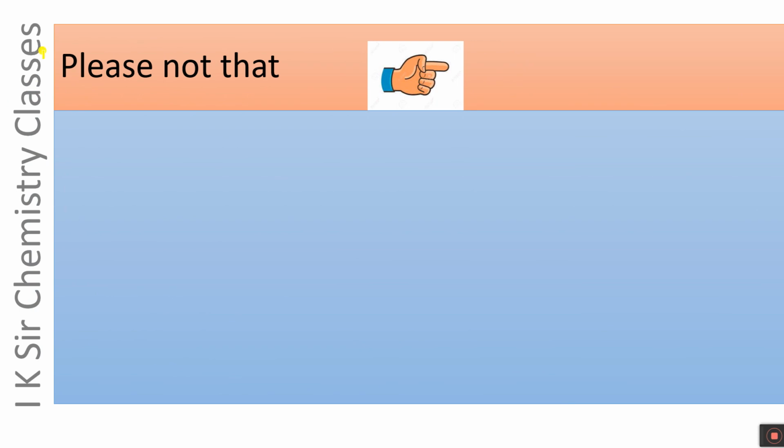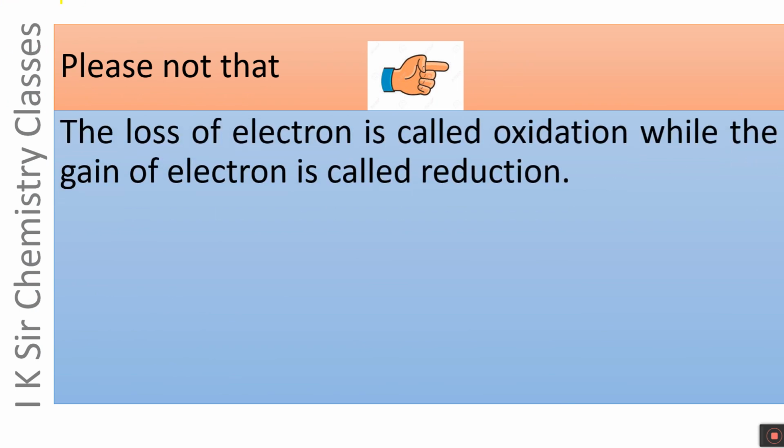Please note that the loss of electron is called oxidation, in short, while the gain of electron is called reduction. Let us repeat it again. The loss of electron is called oxidation, while the gain of electron is called reduction.